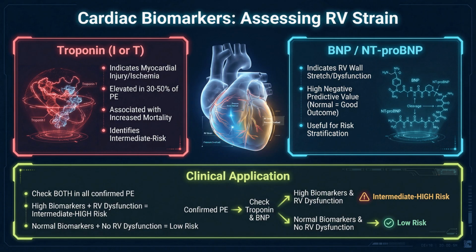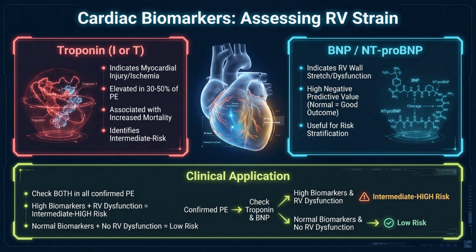We see elevated troponins in about 30 to 50% of PE cases, and their presence correlates with a higher risk of mortality. Importantly, elevated troponin helps us identify patients in the intermediate risk category who may need closer monitoring or more aggressive management. Next, BNP and its inactive fragment NT-proBNP reflect ventricular wall stretch and dysfunction. When the right ventricle faces pressure overload from the embolism, it stretches, releasing these peptides.